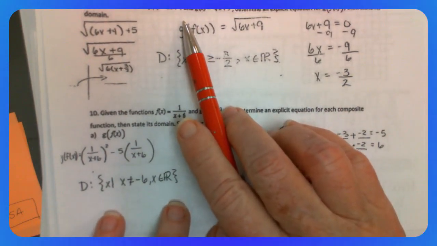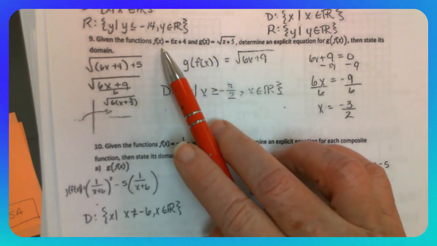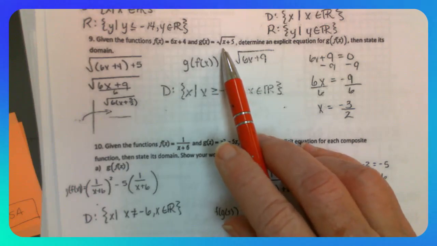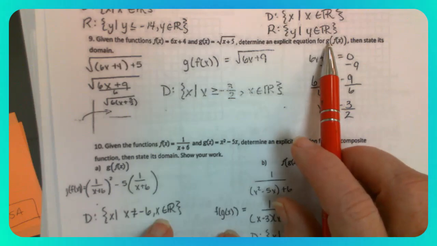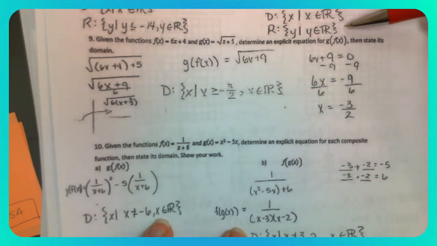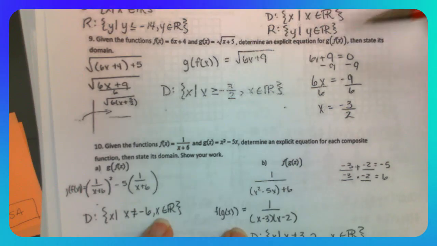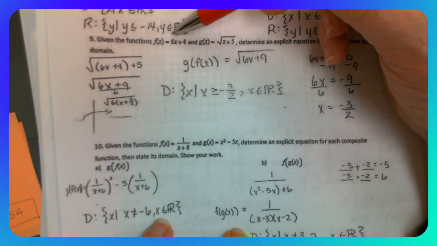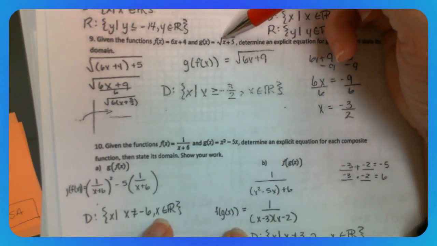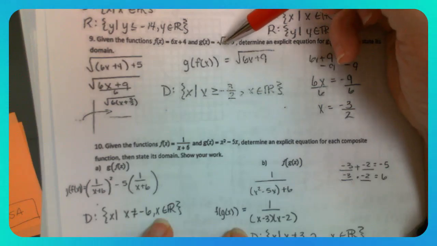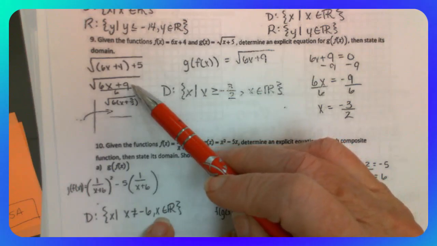All right, question number 9. We have the function f of x equals 6x plus 4, and g of x equals the square root of x plus 5. We want to determine an explicit equation for g of f of x. So we're putting f of x into g of x. So we're going to start with f of x, which is 6x plus 4, and plug it in every time you see an x. So this is the square root of 6x plus 4 plus 5. You get the square root of 6x plus 9.